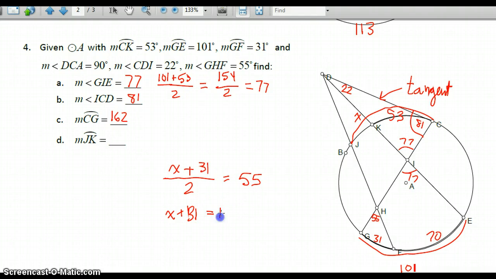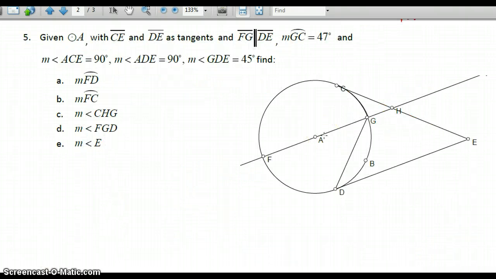That's a really bad 3 there, sorry. So X is 109, 79. Great. And then what I'm looking for here, just the J to K, that would be 79 minus the 53. So that's 26. Okay.